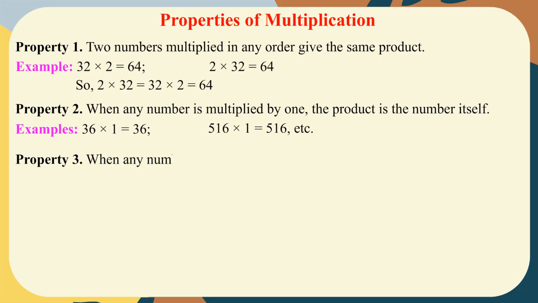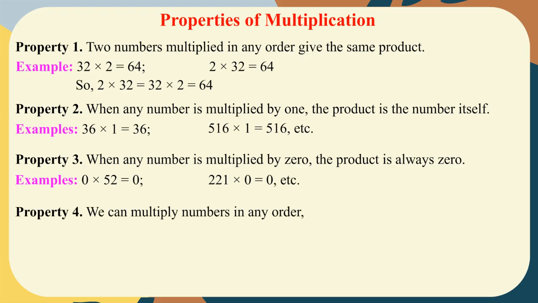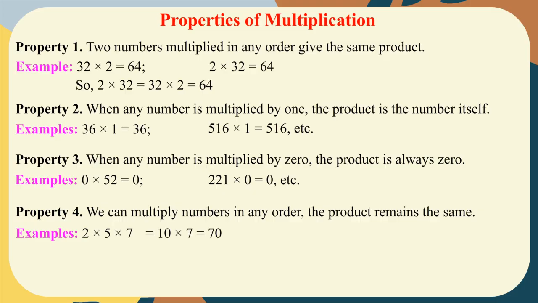Property 3. When any number is multiplied by 0, the product is always 0. Examples, 0 multiplied by 52 is equal to 0. 221 multiplied by 0 is also equal to 0, etc. Property 4. We can multiply numbers in any order. The product remains the same. Examples, 2 multiplied by 5 multiplied by 7 is equal to 10 multiplied by 7, which is equal to 70. 5 multiplied by 7 multiplied by 2 is equal to 35 multiplied by 2, which is also 70.